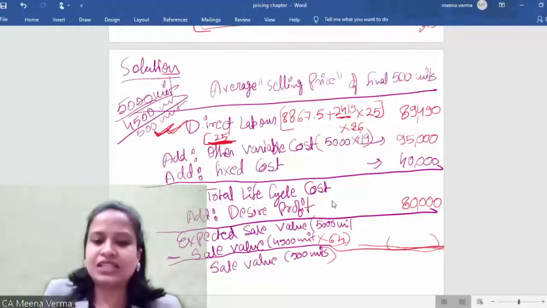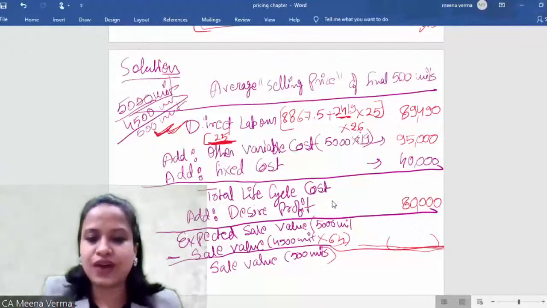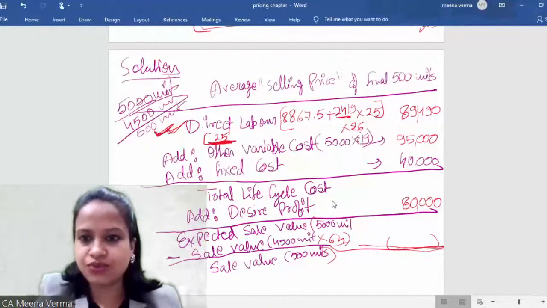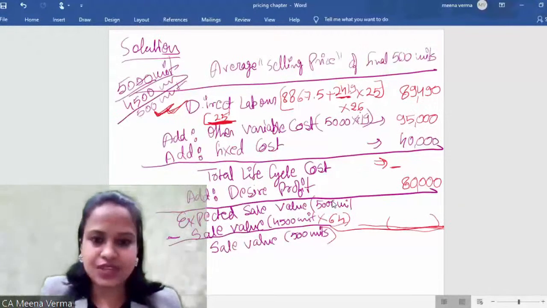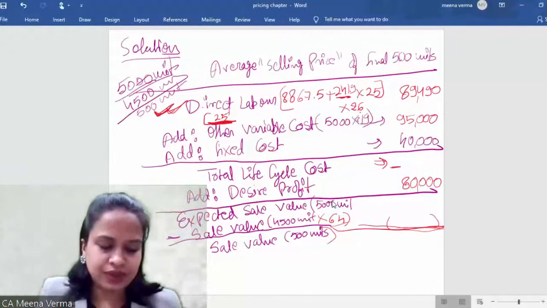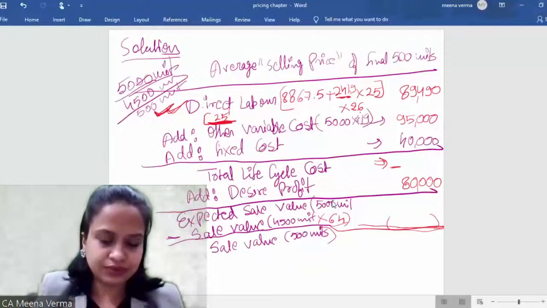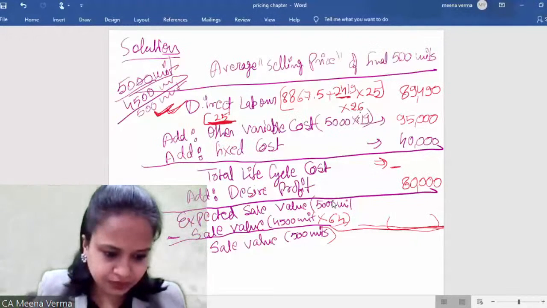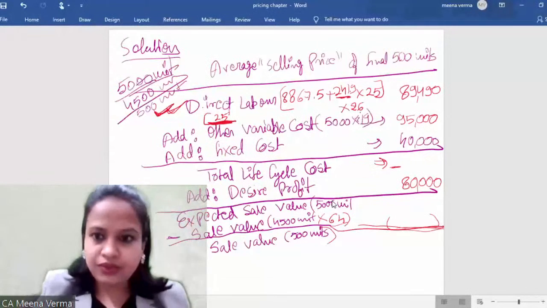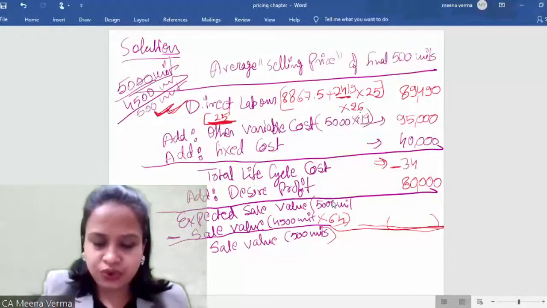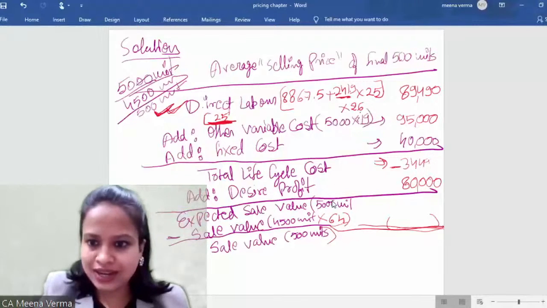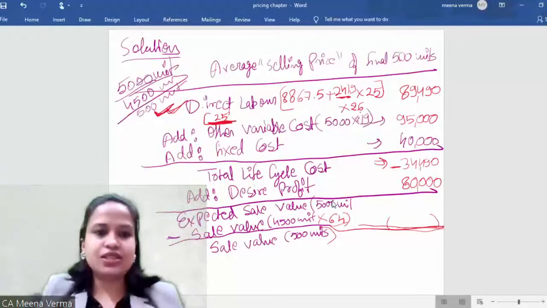Yeah, expected sales value. You can see here that the sales value will come for 5,000 units. If you add them, can you give me the value at this place? Total life cycle cost. Can you give me the value at this place? The value at this place is 34490. See, this is the value which we have.